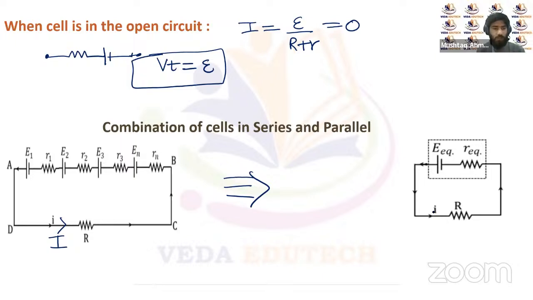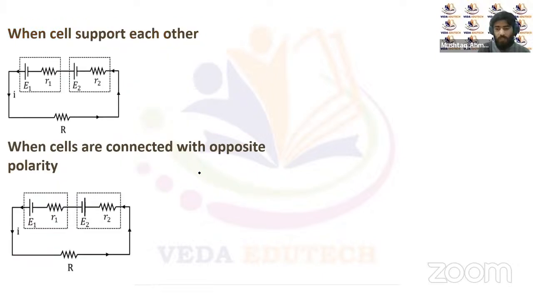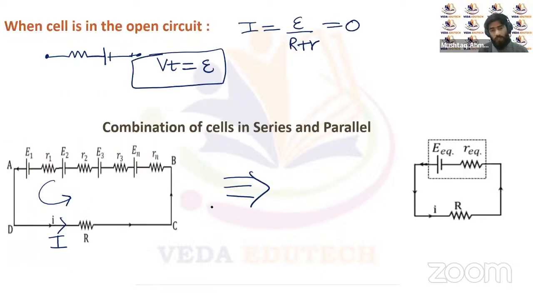If these are in series, we can apply the KVL in this case also. Let's suppose this is the current flowing, and we apply the KVL in this direction. We can write the KVL equation like this. We'll be facing the negative terminals of all these batteries. You can see here the polarity of the cells E1, E2, E3 is in the same fashion. There is no opposite polarity.